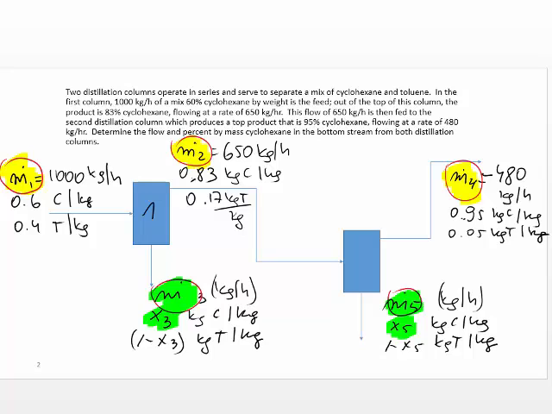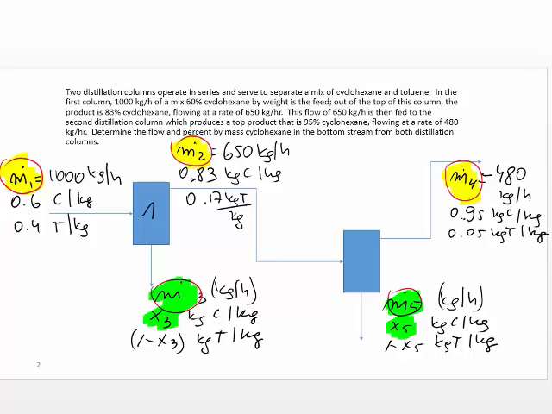In the first column, 1000 kg per hour of the mixture, 60% cyclohexane by weight, is in the feed. Out of the top of the first column, the product is 83% cyclohexane, flowing at the rate of 650 kg per hour. This flow of 650 kg per hour is then fed into the second distillation column, which produces a top product that is 95% cyclohexane, flowing at the rate of 480 kg per hour.